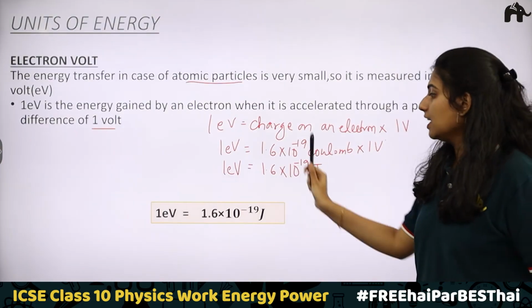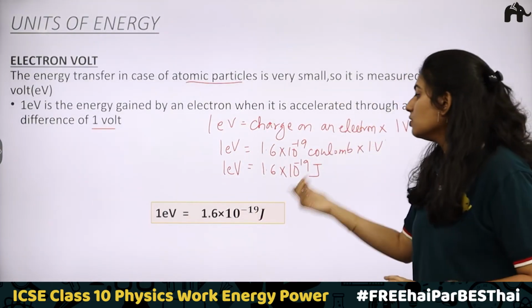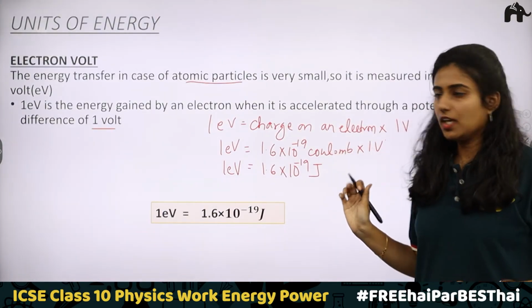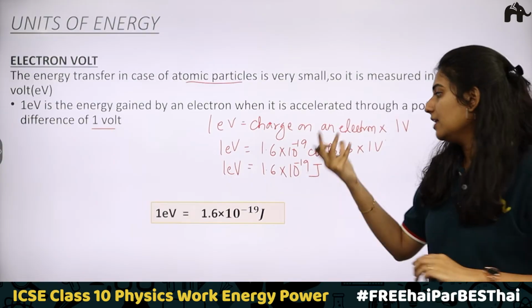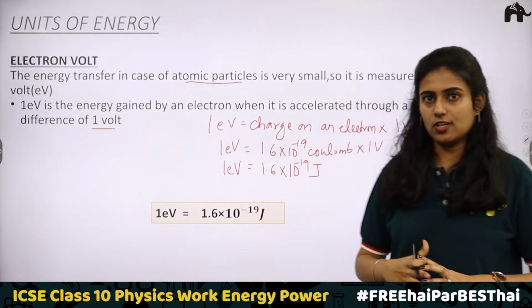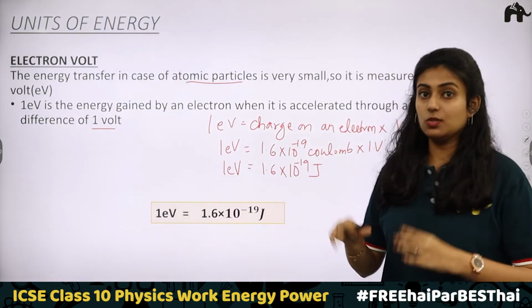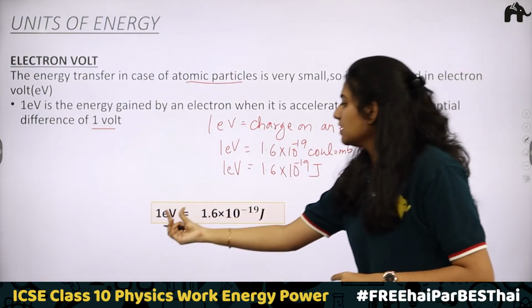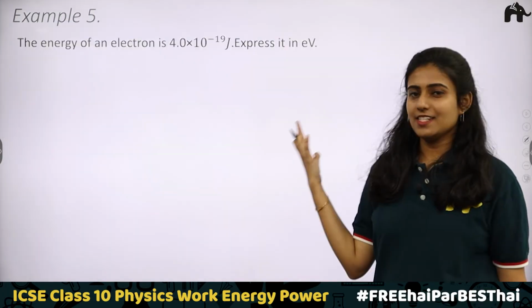We have studied the relation between electron volts and joule, and also between joules and calories. You will have to convert in such cases. If in a question energy is given in electron volt, you should know how to convert it into joules. If it is given in calories, you should know how to convert it into joules. So that is why you will have to study these relations. Clear? Let us try an example.